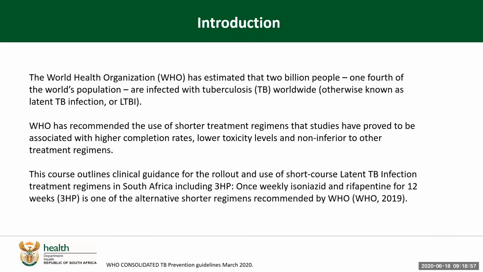This will be focused mainly on 3-HP. And 3-HP is a once-weekly isoniazid and rifampicin regimen for 12 weeks. This is one of the alternative shorter regimens recommended by the World Health Organization.